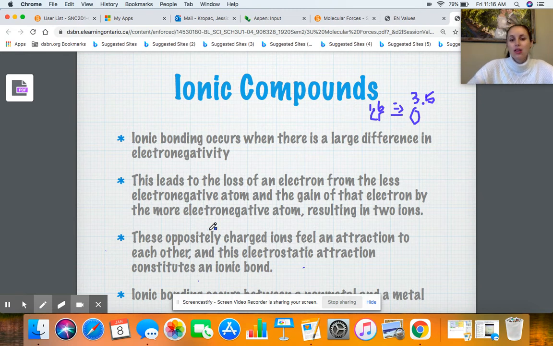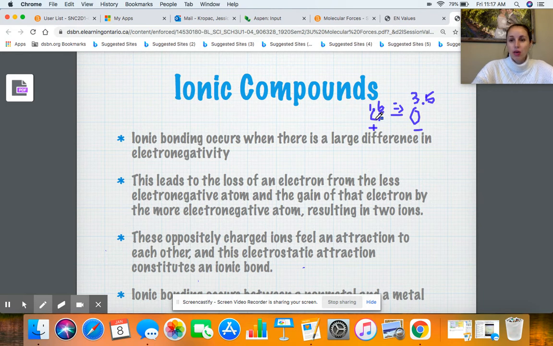This is going to lead to the loss of an electron from the less electronegative atom. So whatever has a smaller number is going to lose the electron, and this is going to result in two ions. Since an electron was lost here, we're going to have a positive charge. Since an electron was gained here, we're going to have a negative charge. These oppositely charged ions feel an attraction to each other, and this electrostatic attraction is what causes the ionic bond.